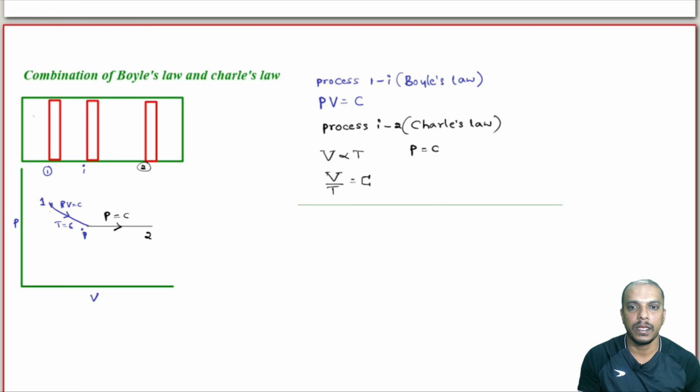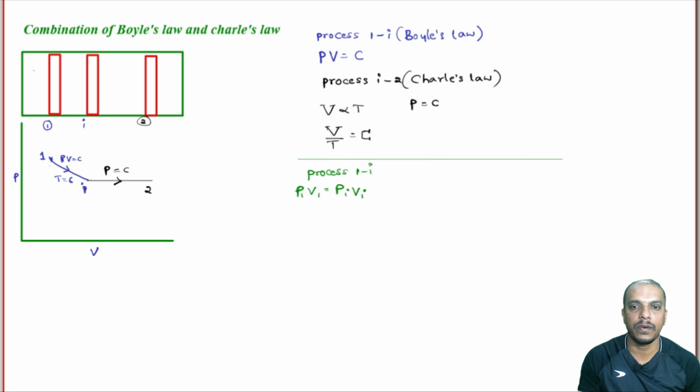In the first process, 1 to I, we can say P1 V1 is equal to Pi Vi, because PV is equal to constant during process 1 to I. So we can simplify for Vi, because that is what will be common between 1 to I and I to 2. So Vi is equal to P1 V1 by Pi. This is what we can write from process 1 to I.